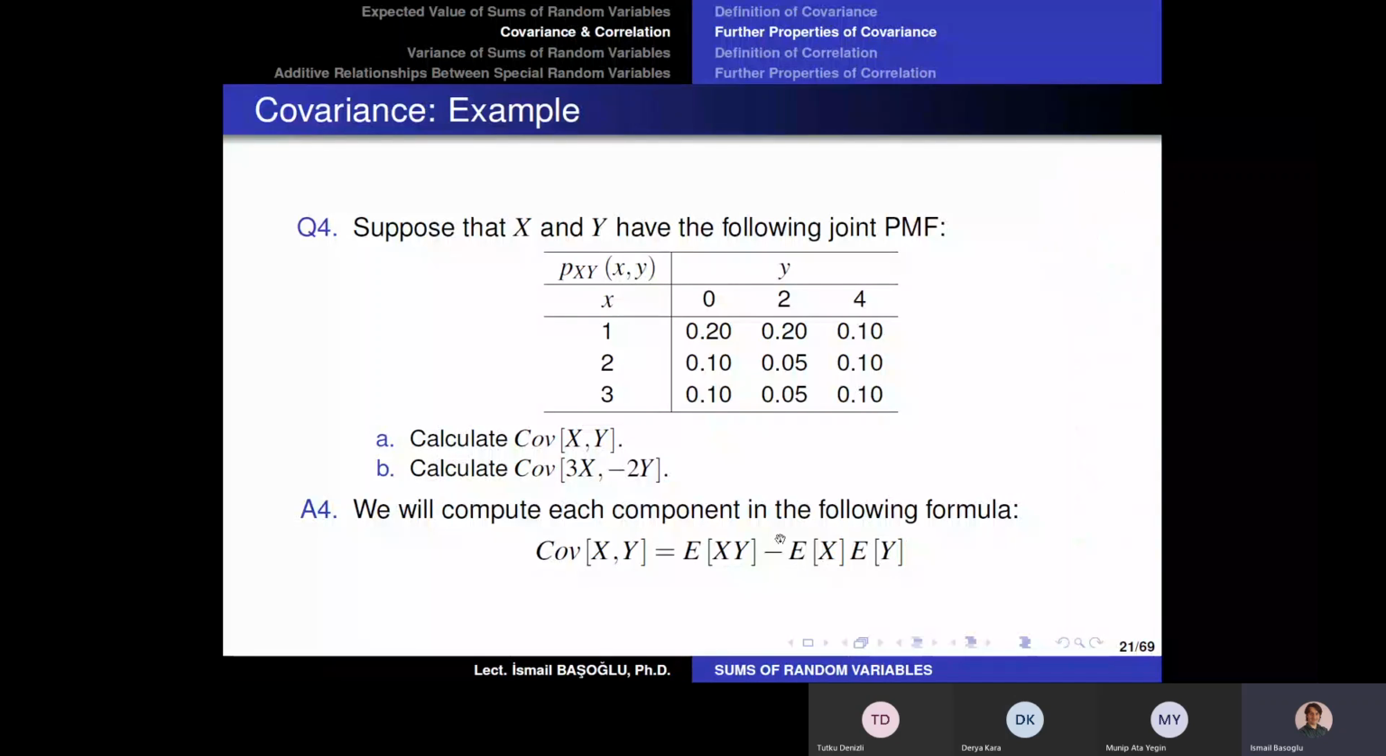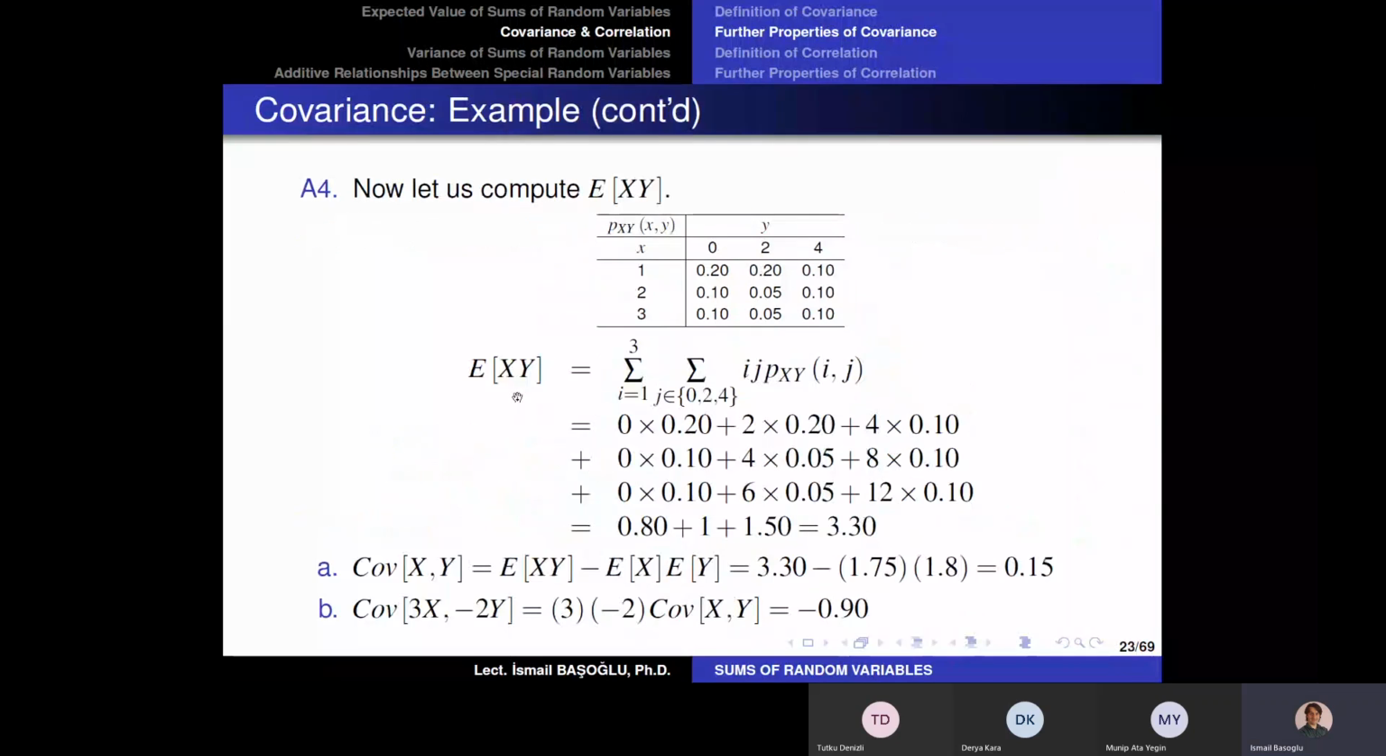Now I need to compute the expected value of x times y. So how am I going to do that? The expected value of x times y is going to be a double summation, just like the double integral. A double summation of i times j values with the joint probability mass values at i and j, as i changes from 1 to 3 for the x random variable, and j changes between 0, 2, and 4 for the second random variable y. So we are basically multiplying i with j and the joint probability mass function here.